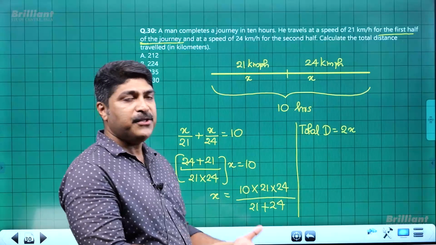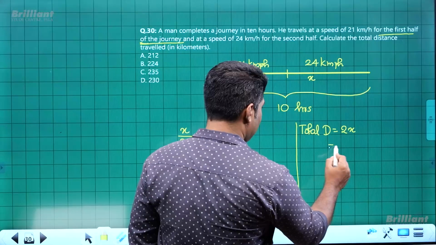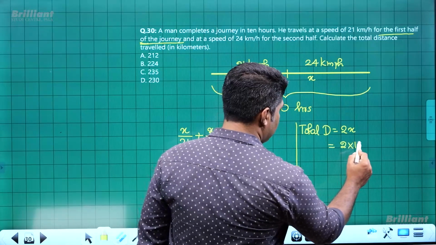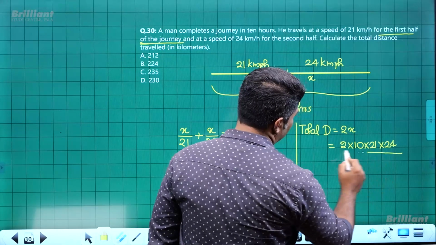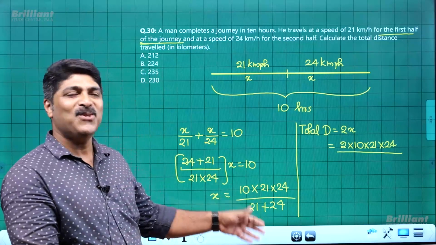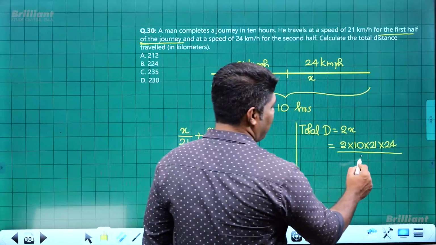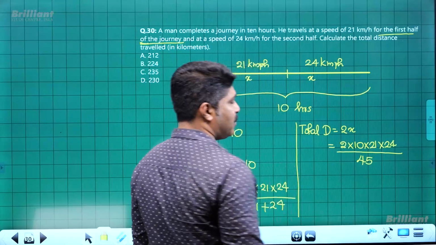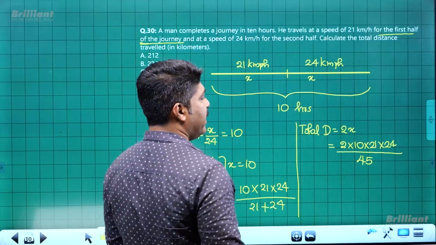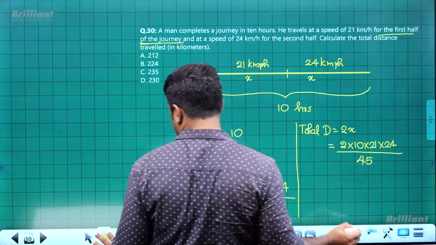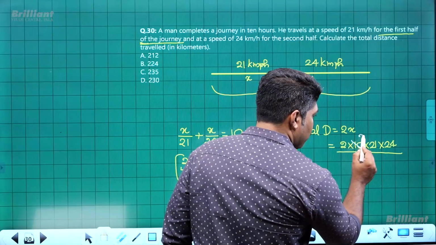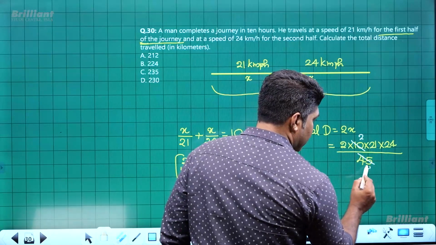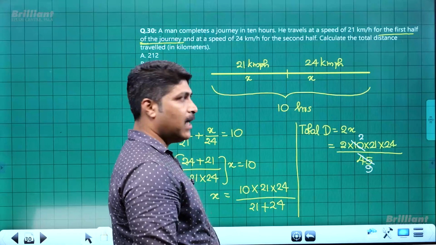From here how we can find 2x? You just simply do it. 2 into 10 into 21 into 24 divided by 21 plus 24, that is 45. So just do it. Here we can simplify it further. Here this is 2 times 5, right? This is 9 times 5. Then how we can simplify 9?